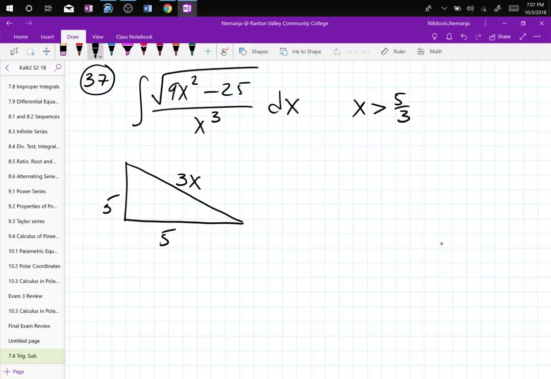So, if we place 5 here at the adjacent, because we label where theta is, what do we have? We have 3x over 5, that will be sine, no, that will be cosine, and then when you flip it, it's secant. So this is our square root.